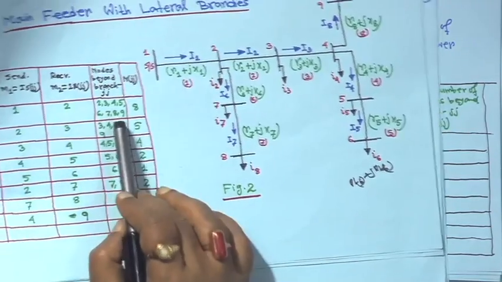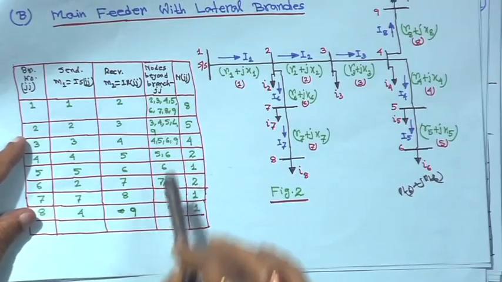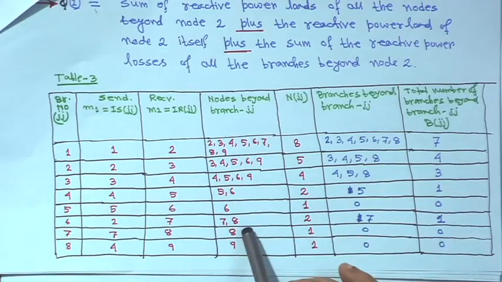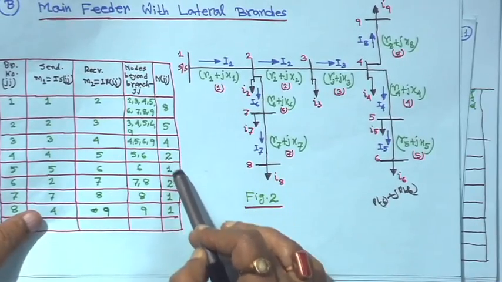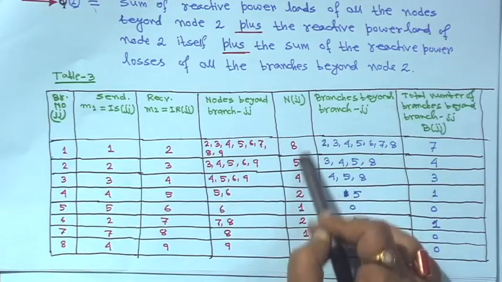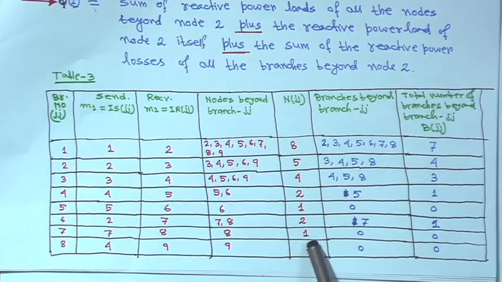So, beyond each branch how many are there? Same thing I have copied here, and the number of nodes beyond each branch is also given here: 8, 5, 4, 2, 1, 2, 1, 1. Up to this it is the same.